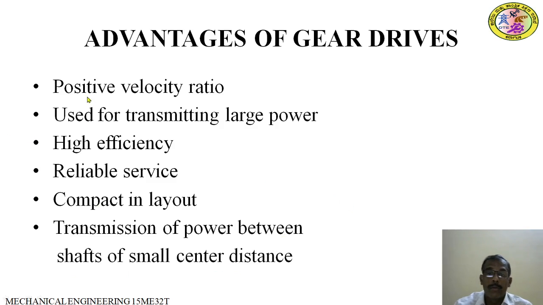Positive velocity ratio means a constant velocity ratio, and used for transmitting large power. I can transmit a large amount of power from one shaft to another. High efficiency, that is, output by input is higher. Reliable service. Compact in layout, compact means small. Transmission of power between shafts of smaller center distance.